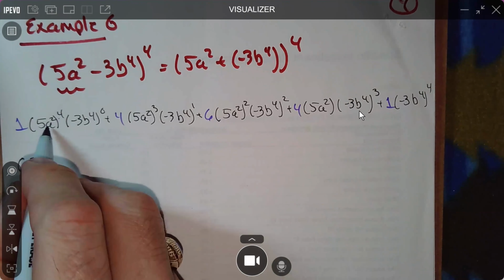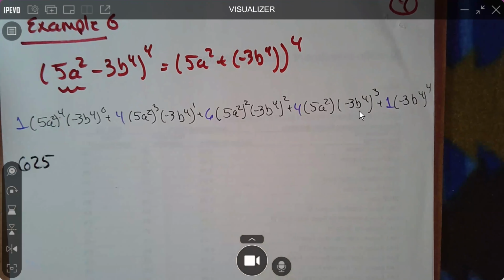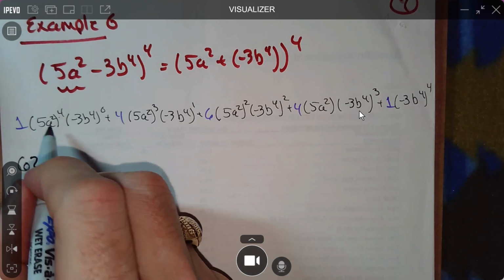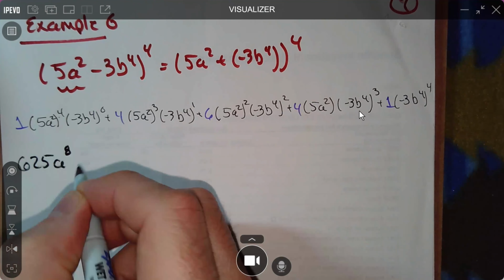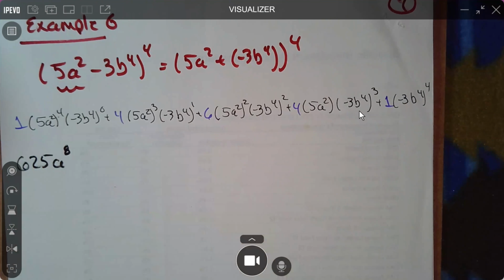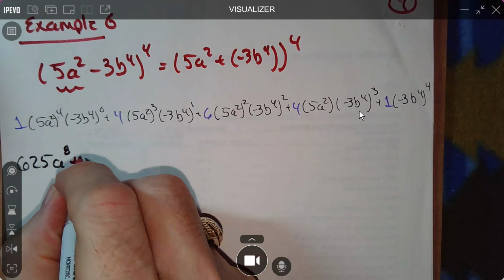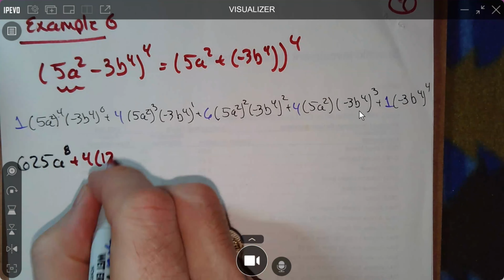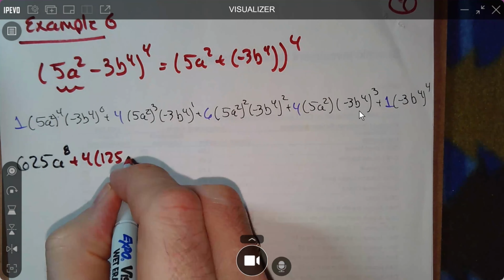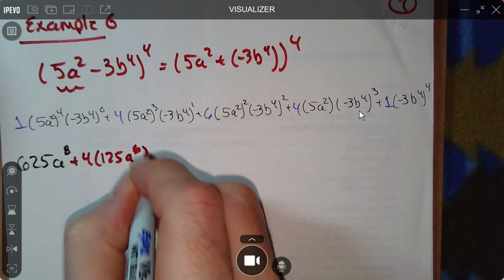And what about a to the second raised to the fourth? Do those exponents add or multiply? Add, oh, multiply. Yeah, multiply. Thank you. A to the eighth times 1, which I can ignore that part. Let's keep going. It's going to be plus 4 times 5 to the third power is 125. A squared to the third power gives you a to the 6th times negative 3b to the 4th.